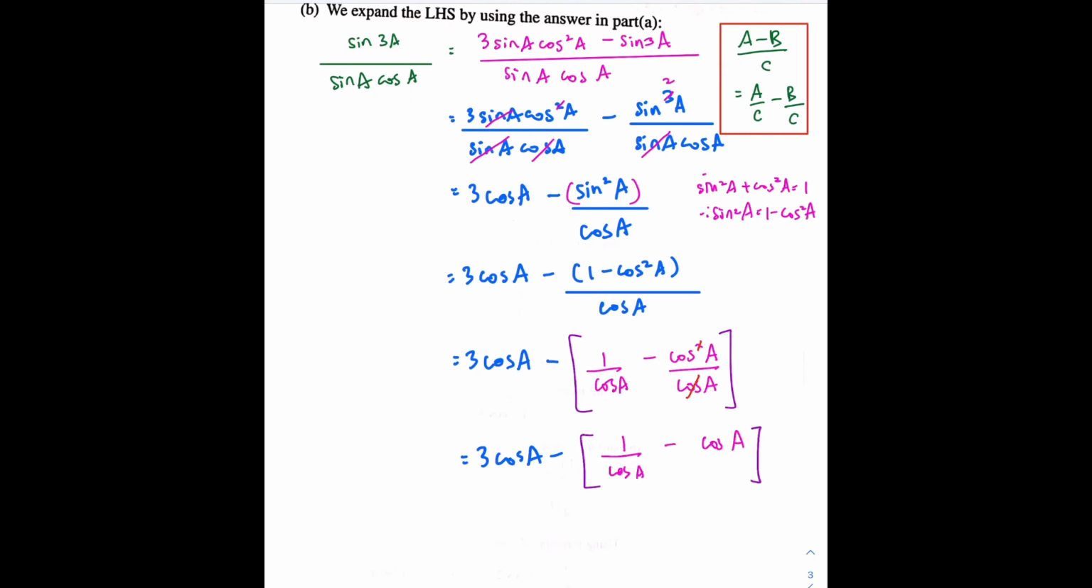Now let's open up this bracket here. Multiply minus inside. Therefore, we will have 3 cos A minus 1 over cos A plus cos A. Do you realize that we have the same term here? So 3 cos A plus 1 cos A will be equal to 4 cos A. And this term right here, 1 over cos, is equal to secant A. Therefore, we have established our identity: sine 3A over sine A cos A is equal to 4 cos A minus secant A.